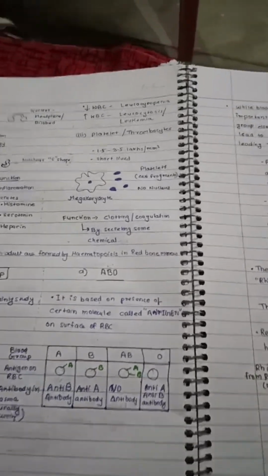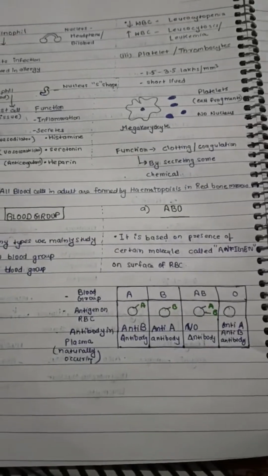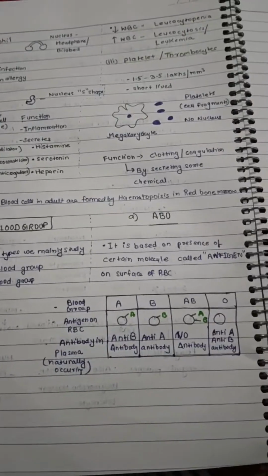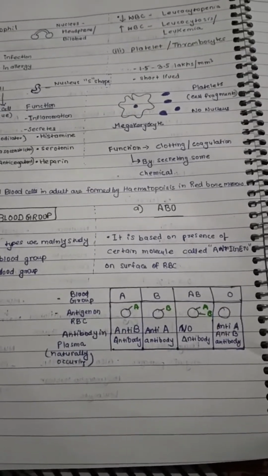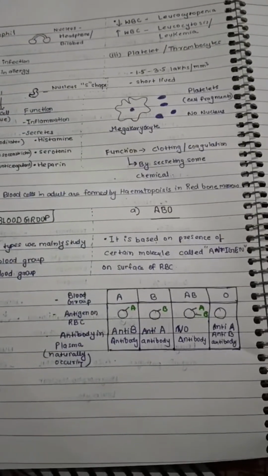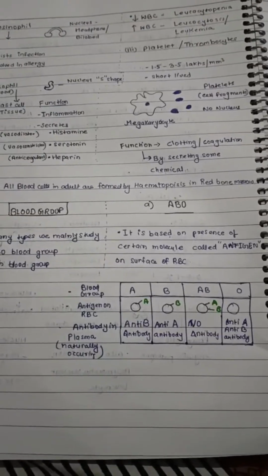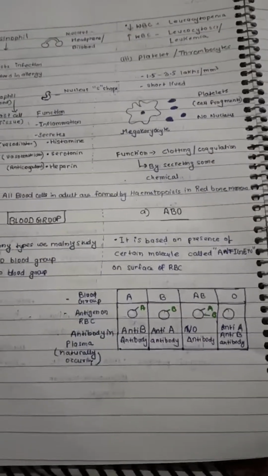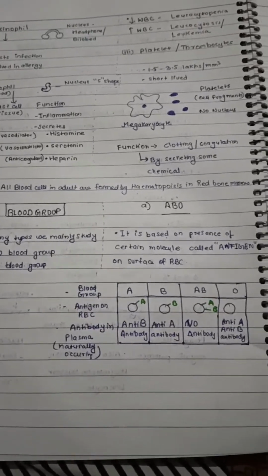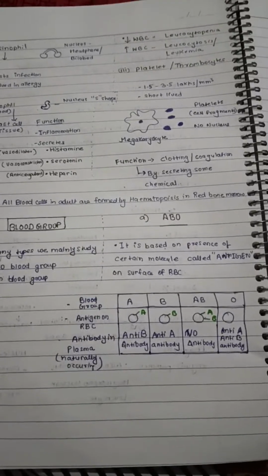So now let's see how you decide which blood group you have. In the first column we write A, B, AB and O. In the A blood group, A antigen is present on RBC. In the B blood group, B antigen is present. In AB, both A and B antigens are present. But in blood group O, there is no antigen.